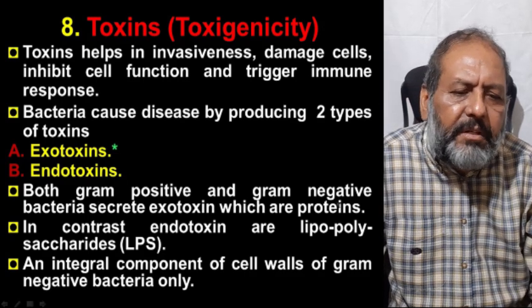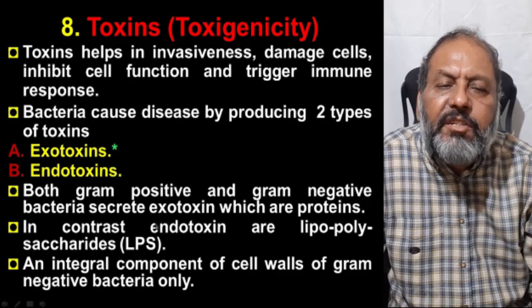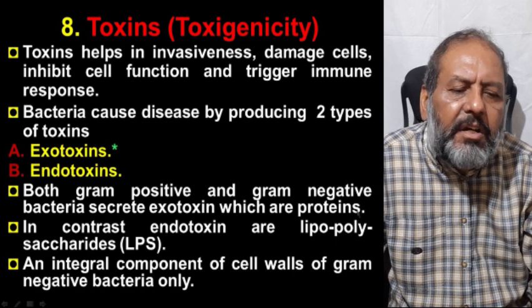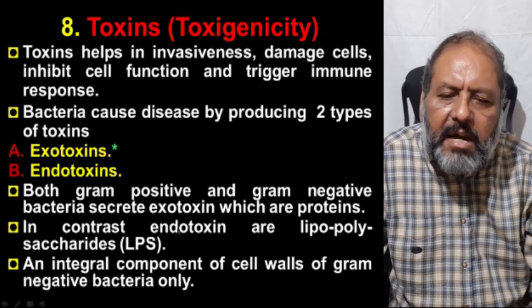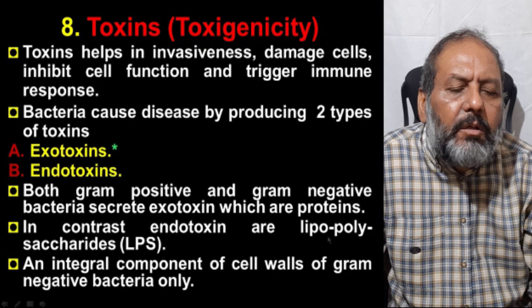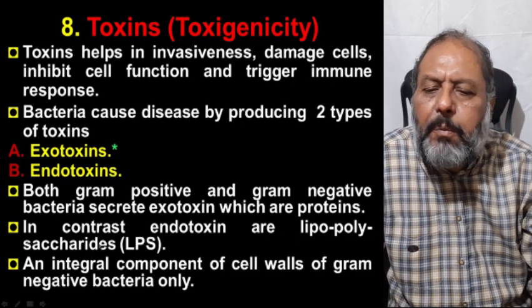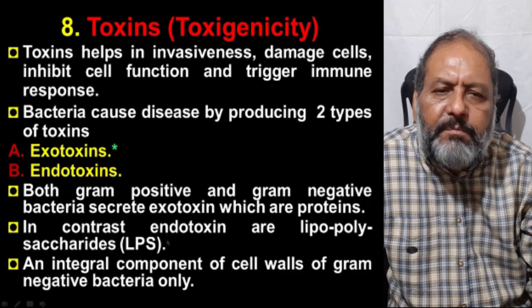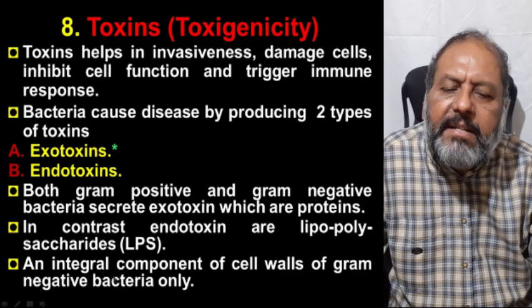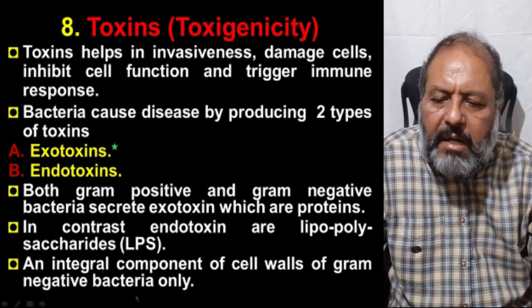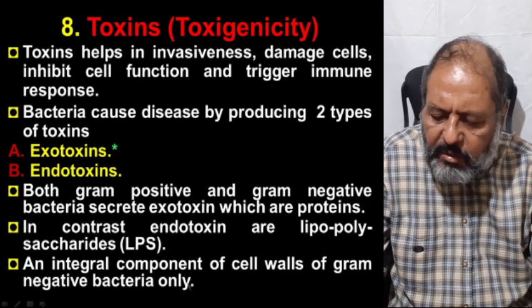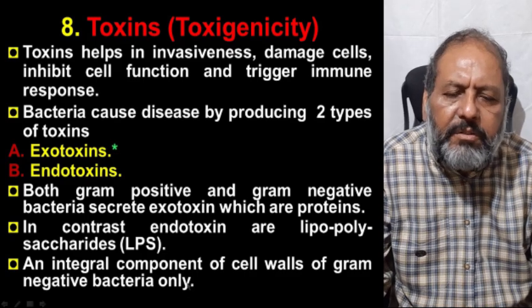Both gram-positive and gram-negative bacteria secrete exotoxins, which are proteins. In contrast, endotoxins are only found in gram-negative bacteria, and these are the lipopolysaccharide, LPS, an integral component of the cell wall of gram-negative bacteria only, and not in gram-positive bacteria.